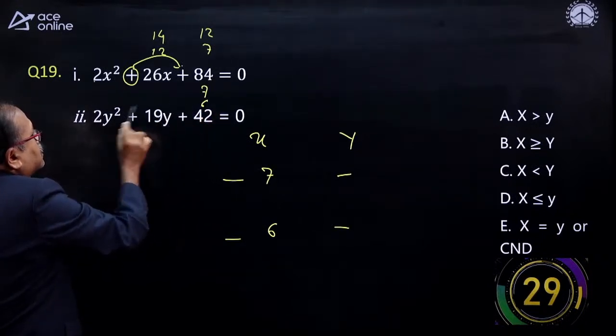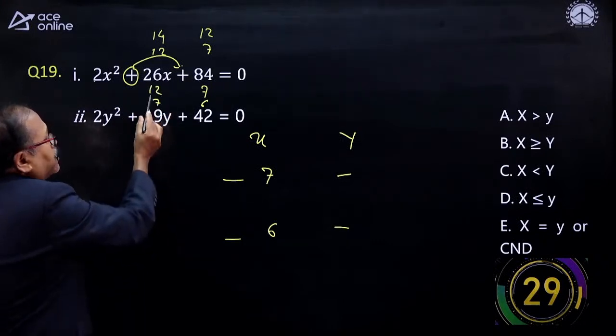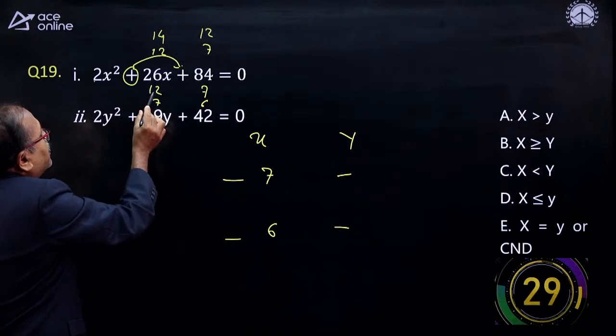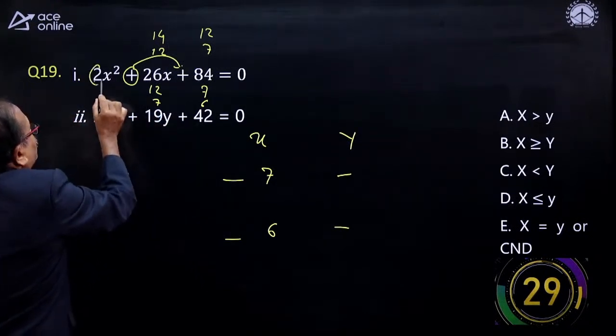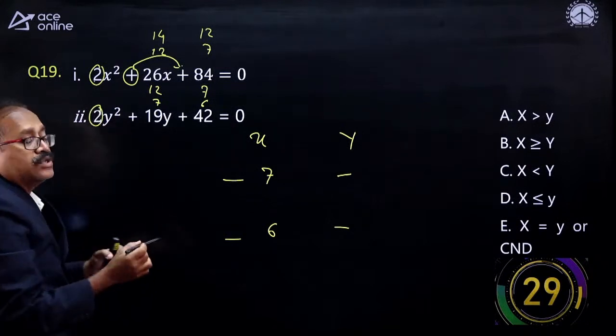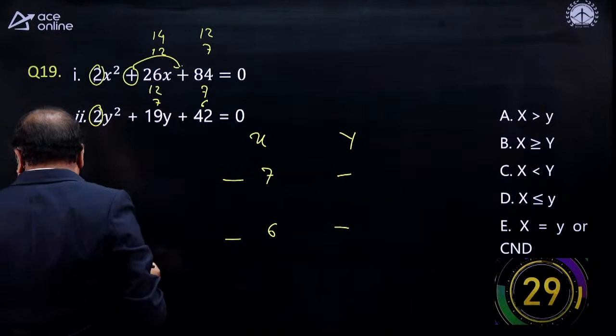So that is 6 twos are 12. 12 plus 7 is 19. So my first number over there, don't divide this by 2, because here it is 2 and here also 2 is there. So don't need to divide by 2. You can simply write down 14 and 12.